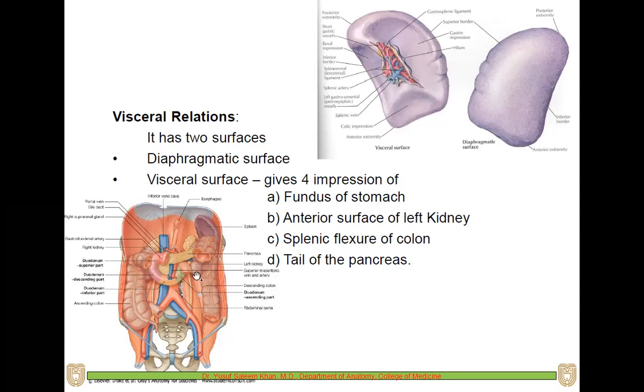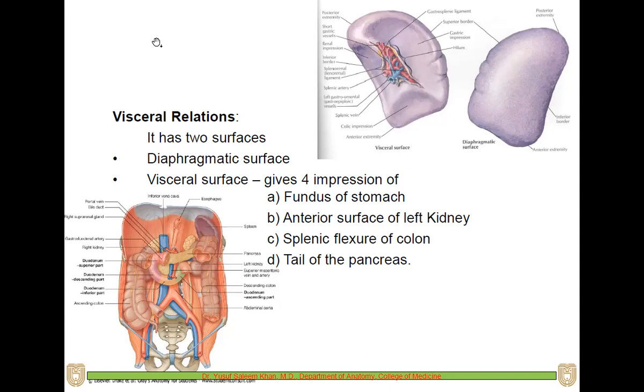Then the tail of the pancreas, if you see here, goes all the way and approaches the hilum of the spleen. So it is in very close contact with the hilum of the spleen. This is a very important relation, because usually whenever there is trauma to the abdomen, it will be the spleen which will rupture. So severe bleeding will take place.